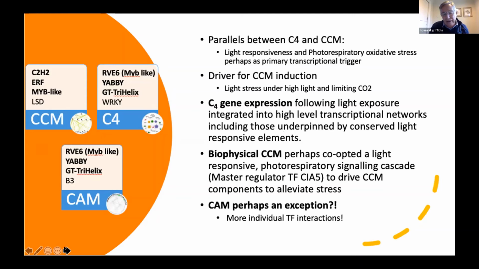And finally, perhaps in CAM, we have a slight exception. There don't seem to be such a detailed network. There seem to be more specific transcriptional factor interactions, and so more to be found out there.